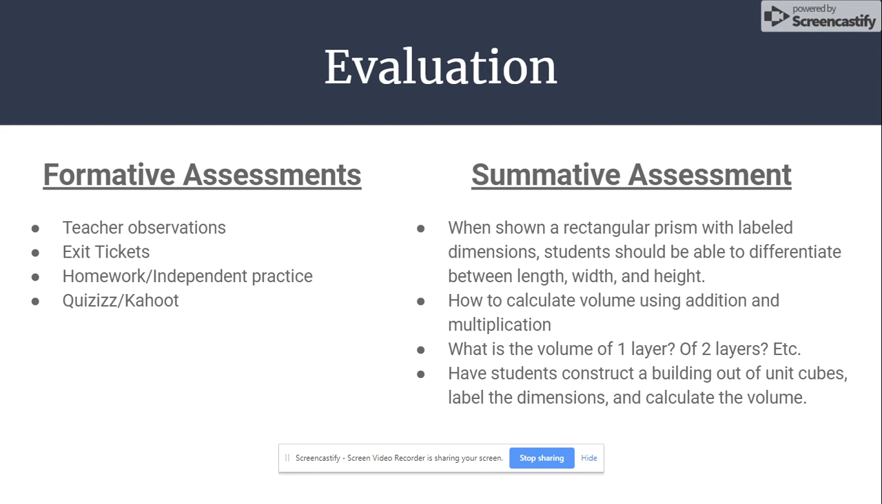And then for a summative assessment, I would try to construct something where they have to show a rectangular prism with different dimensions. They should be able to tell me which number is the length, which number is the width, which number is the height. I would have them calculate volume using both addition and multiplication strategies. I would ask them questions on what is the volume of 1 layer, of 2 layers, etc. And then I would have them actually construct their own prism out of unit cubes and tell me what the volume is and label the dimensions.